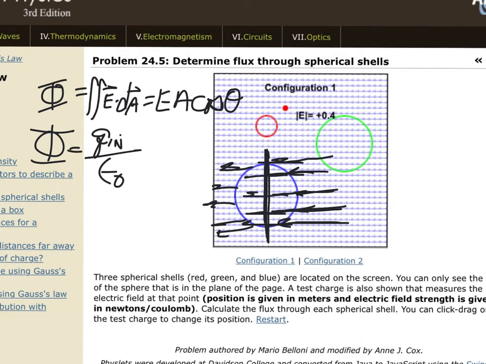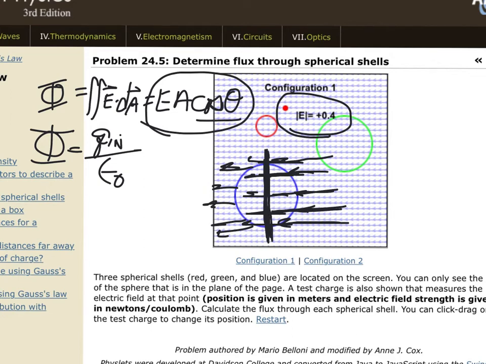And the field passing through the circle is, in fact, normal to the surface of the circle. So in that case, we can just use EA cosine theta, because E is uniform. The angle will be, remember, not 90, it's going to be 0 degrees because it's normal to the surface. And the area will be the area of the circle.